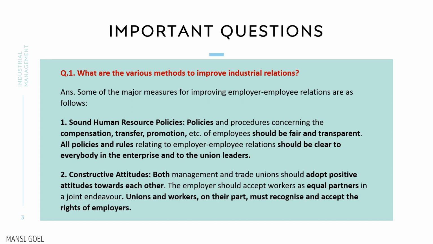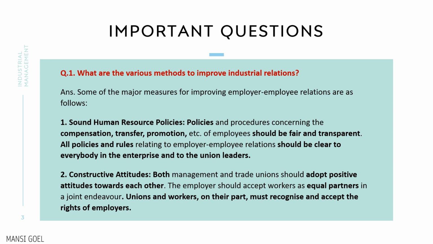Answer. Some of the major measures for improving employer-employee relations are as follows. 1. Sound human resource policies. Policies and procedures concerning the compensation, transfer, promotion, etc. of employees should be fair and transparent. All policies and rules relating to employer-employee relations should be clear to everybody in the enterprise and to the union leaders.